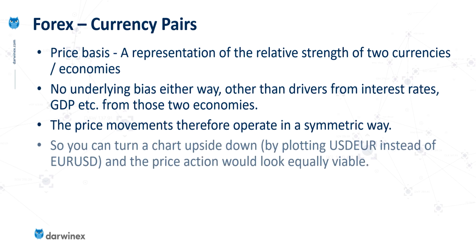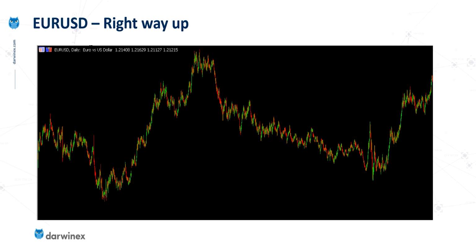Because they're symmetric, if you turn the chart upside down, so for example you plotted a dollar-euro chart instead of a euro-dollar chart, which is the normal way of representing this pair, then the price action would look equally viable. This is an example of a daily chart. In this case, it's euro-dollar, and here the chart is the right way up. If the euro is strengthening compared with the dollar, then the chart's going up. And if the dollar is strengthening compared to the euro, then the price will go down.